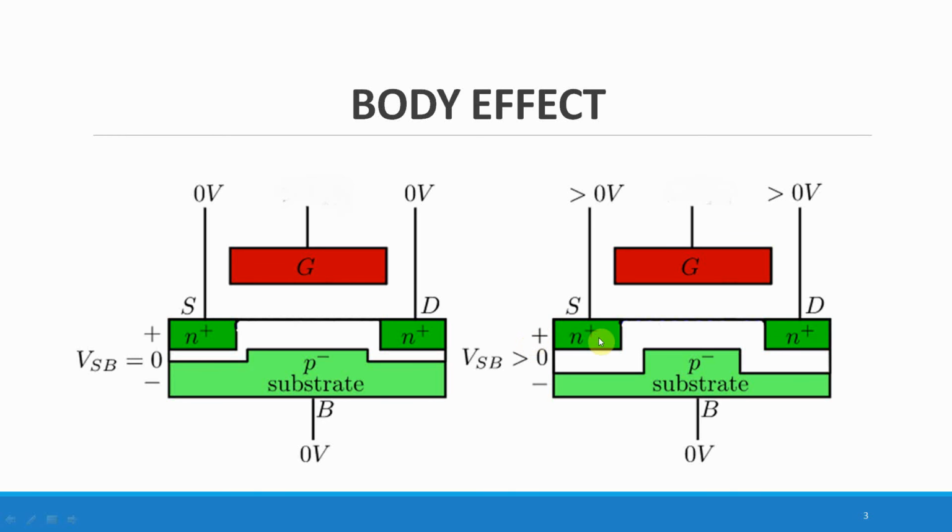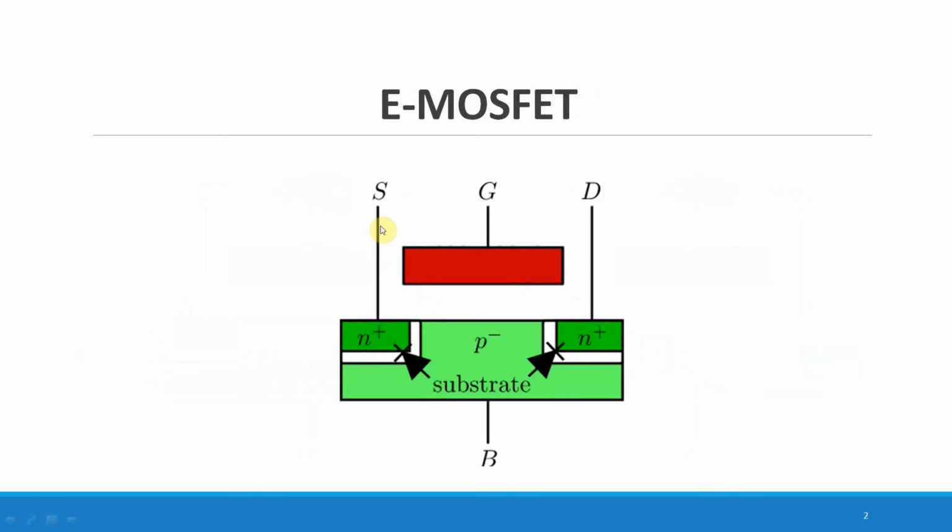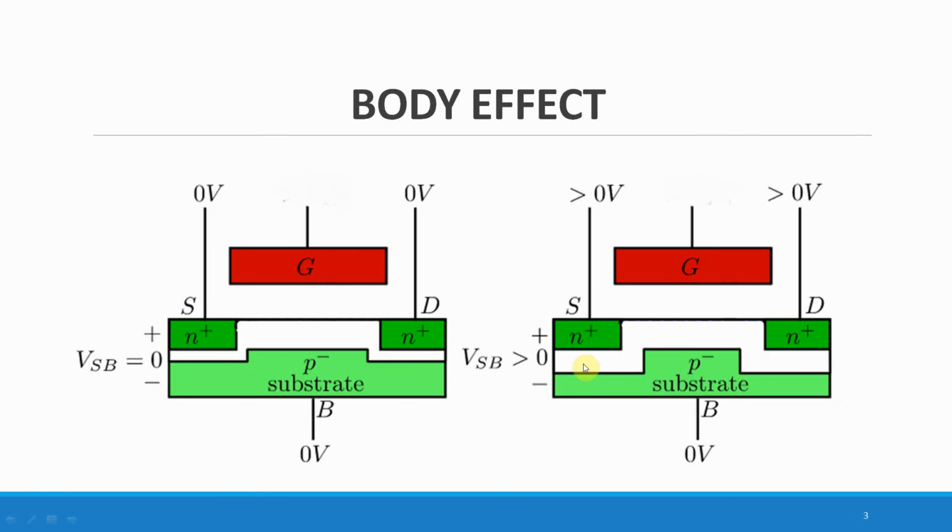I am showing this diode diagram again. As I am connecting a non-zero voltage to the source, this negative terminal is connected to some positive voltage, say 1 volt or 2 volt, and the positive terminal of this diode, the body, is grounded, so it is 0. Here some positive volt and here 0 volt. Hence this diode gets reverse biased, and as we know, when a diode is reverse biased, the depletion width increases. That's the reason you can see here, where I am showing the white area as the depletion width, that this depletion width is getting increased.